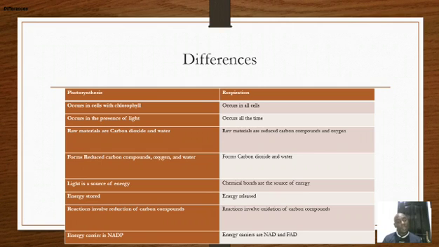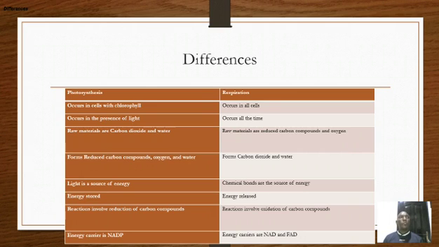And lastly, the energy carriers. In photosynthesis, we talk of nicotinamide adenine dinucleotide phosphate, NADP. While in respiration, we talk of NAD and FAD. Respiration, NAD and FAD. Photosynthesis, NADP. So that is the comparison between photosynthesis and respiration.